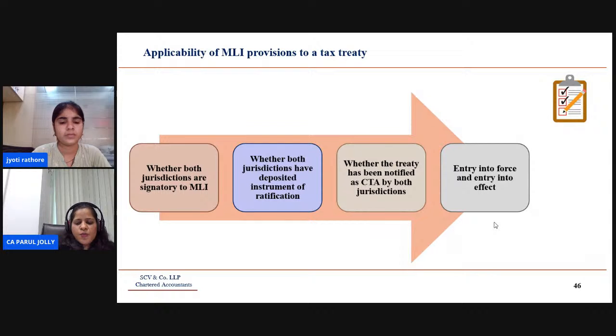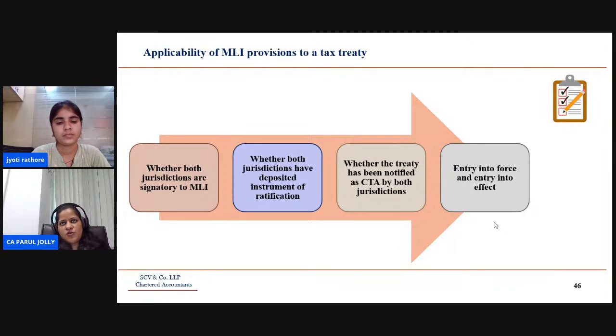For example, Indonesia deposited its instrument of ratification on 28th April 2020. So, even if entry into force for India was 1st of October 2019, for any transaction with Indonesia, till the time the other country deposits the instrument of ratification, the MLI provisions will not be applicable. So the second check is whether both jurisdictions, even though they signed the MLI, have also deposited the instrument of ratification.